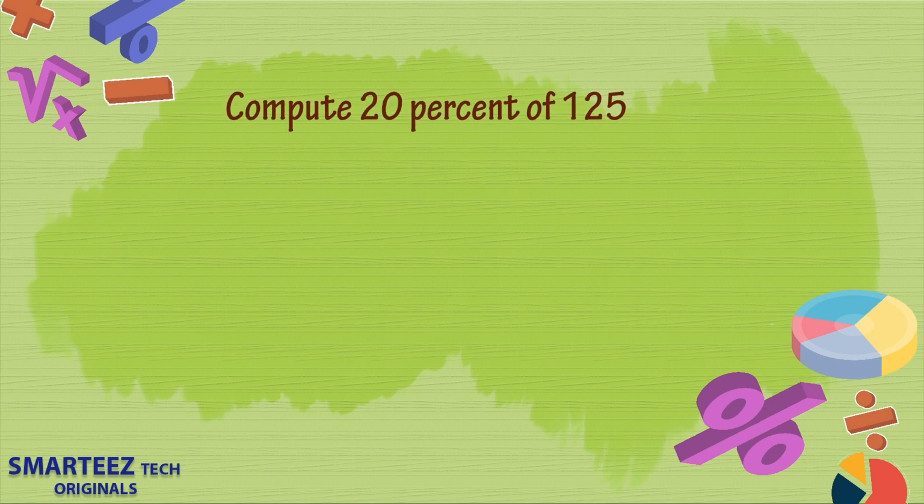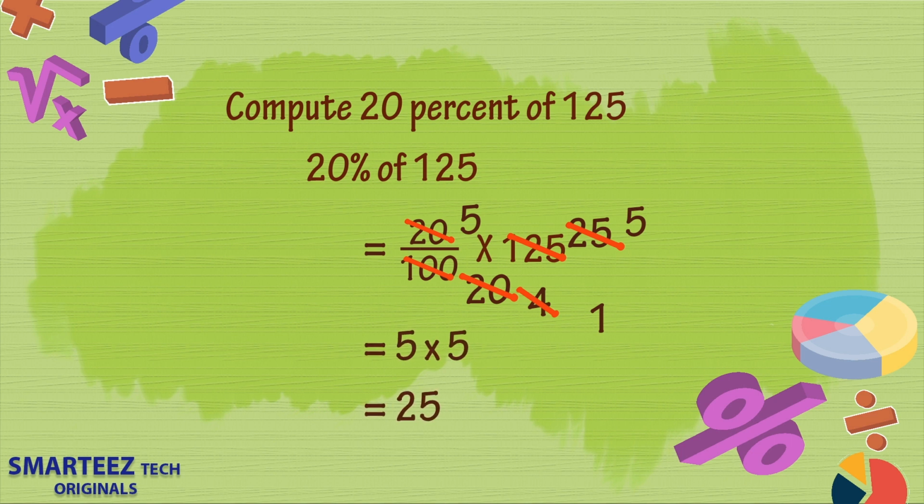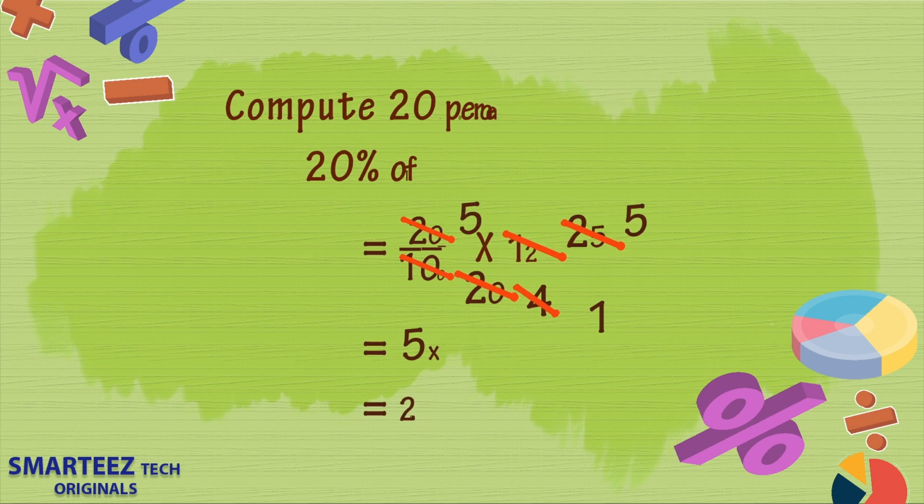Compute 20% of 125. 20% of 125 equals 20 over 100 times 125. Striking out the common factors, 100 and 125 will become 20 and 25 when divided by 5, and then divide again by 5 will be 4 and 5. You then strike out 20 and 4 will get 5 and 1. So it simplifies to 5 times 5, which equals 25. So let's see the next one.